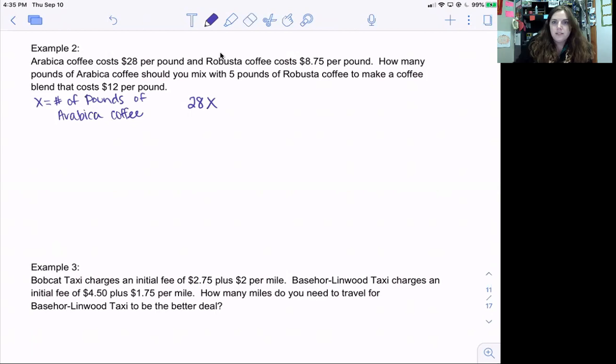Robusta coffee costs $8.75 per pound. We're adding those two things together. So we're going to have $8.75 times, well, we know we want to mix it with 5 pounds. So times 5 equals some blend that we know we want to cost $12.